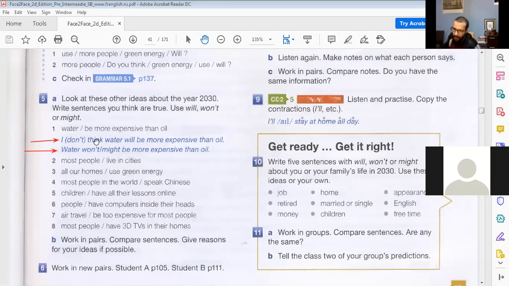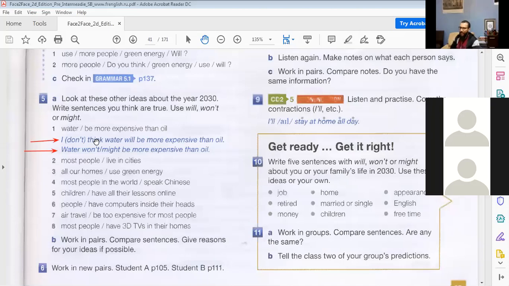So number 2 here, most people, and then we have, hi, hello, Selma. How are you? Hi, I'm fine, thanks. How about you? Fine. Okay, good.